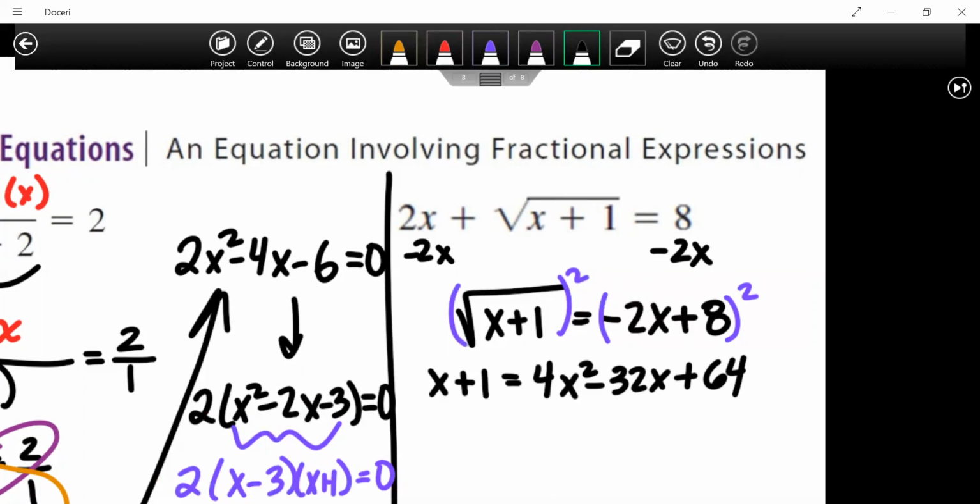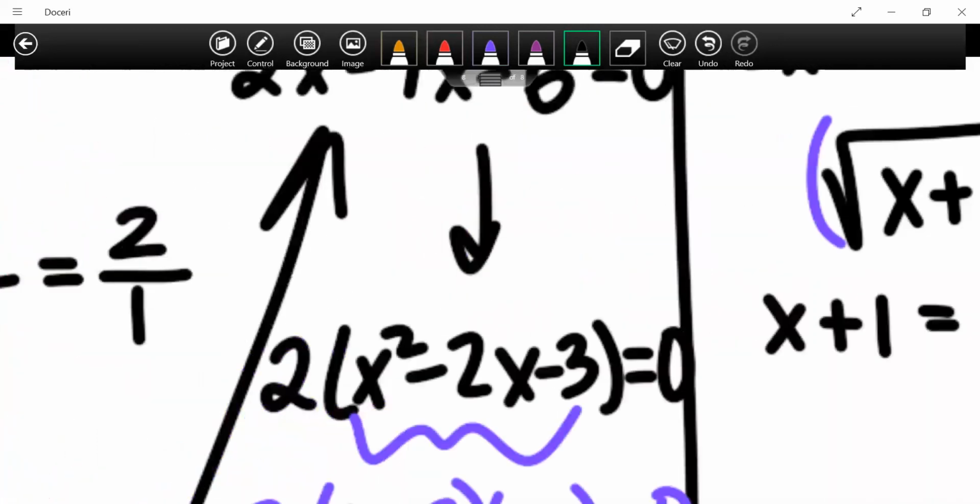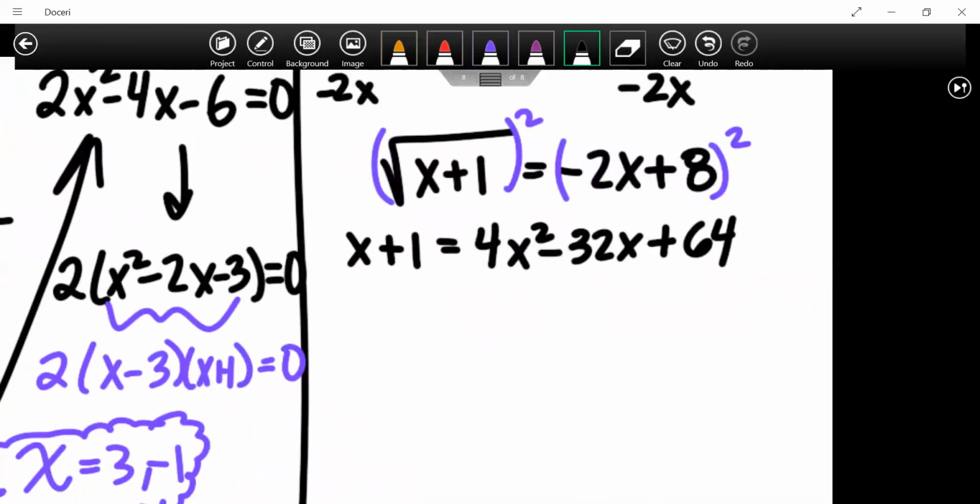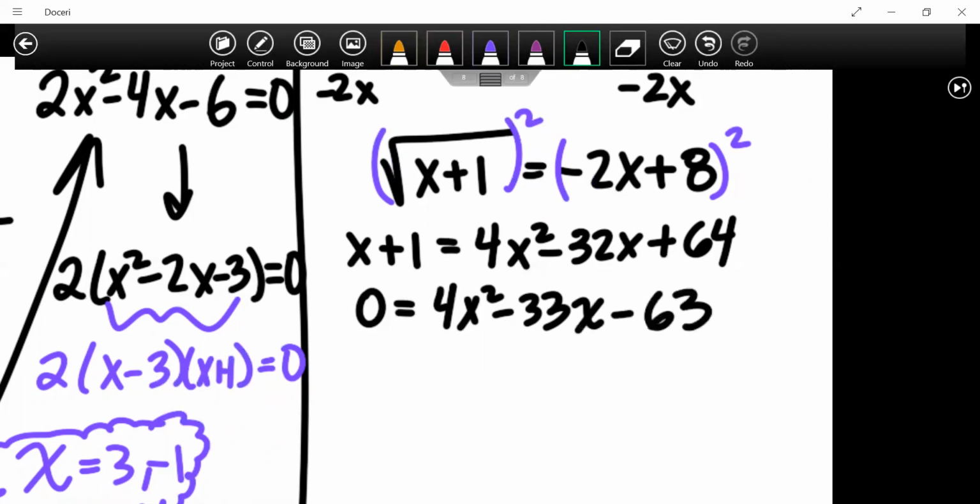I'm going to move everything to one side so I can reduce down. When we reduce down, it's going to give me 0 is equal to 4x squared minus 33x plus 63. Can we factor that? Is that pretty much a really complicated problem?